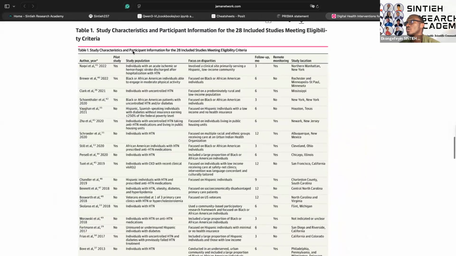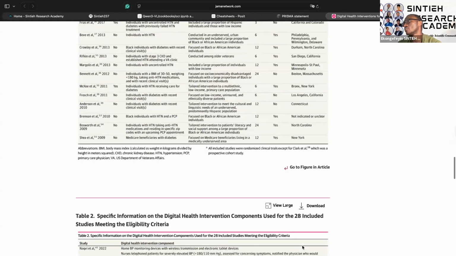Yes, no, yes, no, yes, no. What was the study population? Individuals with acute ischemic stroke, Black African Americans, individuals with uncontrolled hypertension, Black African Americans with hypertension and diabetes. So you see that the populations are comparable to a certain level, but they have one outcome. And then what were the disparities in those clinics? And then follow up duration. And then was remote monitoring included or not? Where was the study carried out? So that's table one.